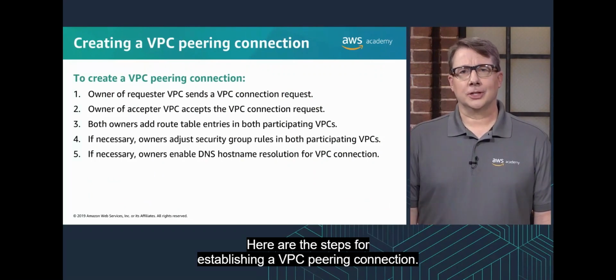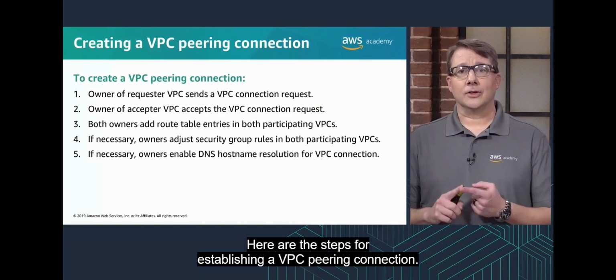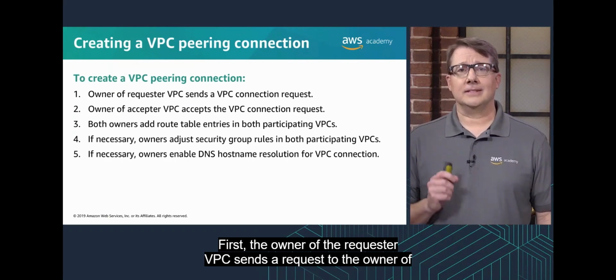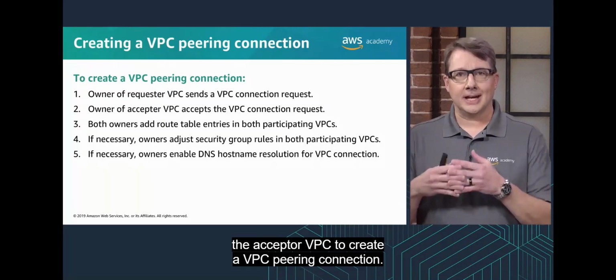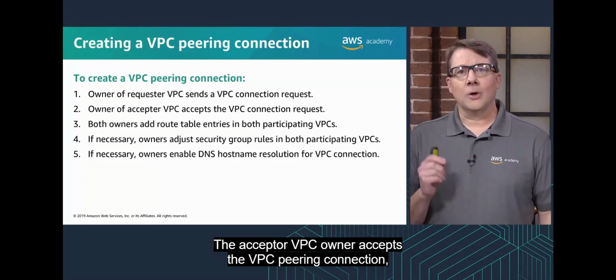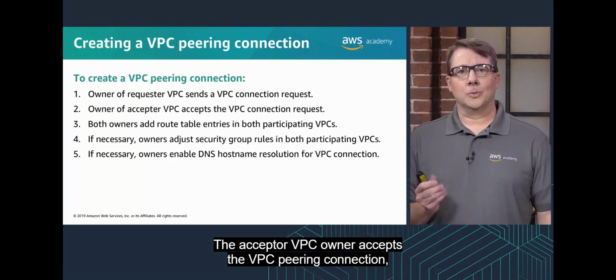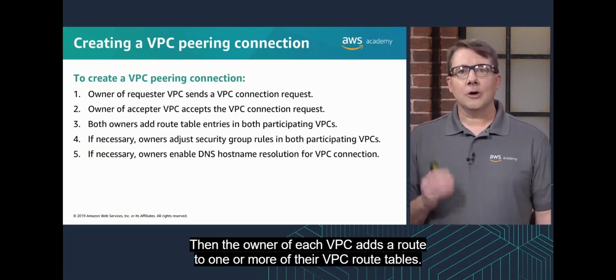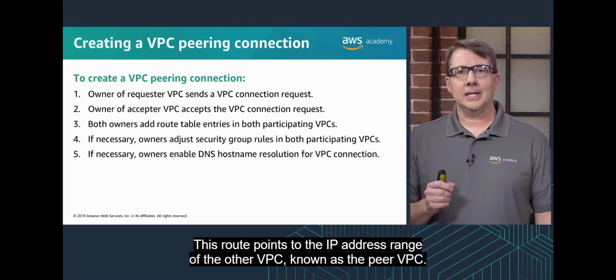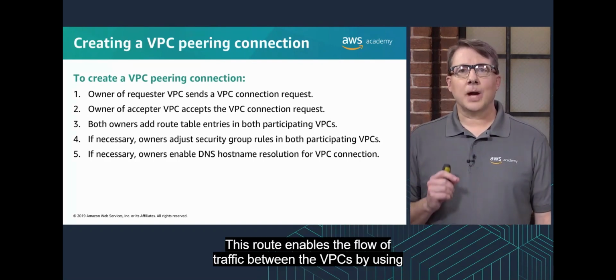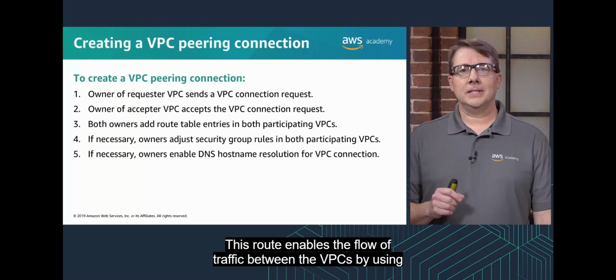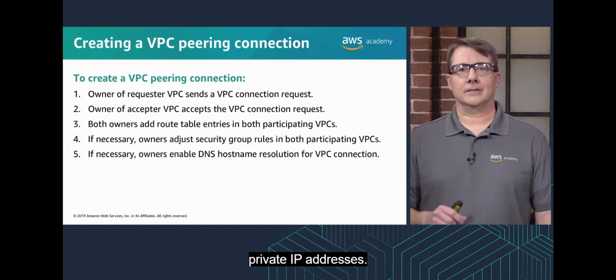Here are the steps for establishing a VPC peering connection. First, the owner of the requester VPC sends a request to the owner of the acceptor VPC to create a VPC peering connection. The acceptor VPC owner accepts the VPC peering connection, which activates the connection. Then the owner of each VPC adds a route to one or more of their VPC route tables. This route points to the IP address range of the other VPC, known as the peer VPC.